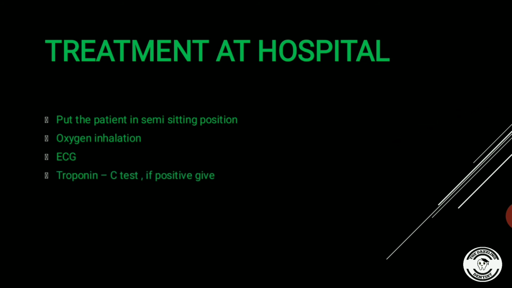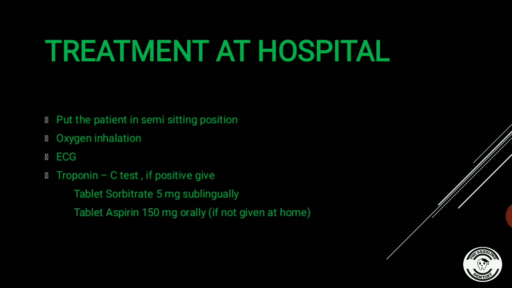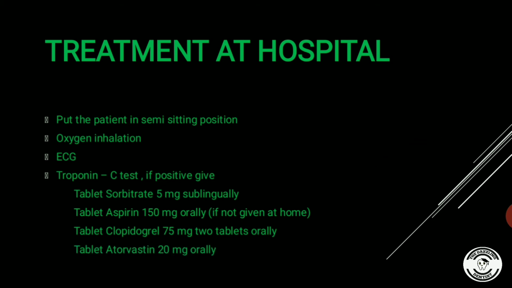Now, what is the treatment at the hospital? At hospital, put the patient in a semi-sitting position, give oxygen to the patient, go for an ECG, go for a troponin C test, and if positive, give tablet sorbitrate 5 mg sublingually, tablet aspirin 150 mg orally if not given at home, and tablet clopidogrel 75 mg 2 tablets orally, and tablet atorvastatin 20 mg orally, and all of these are known as loading dose.